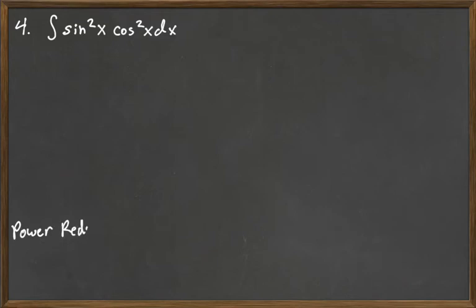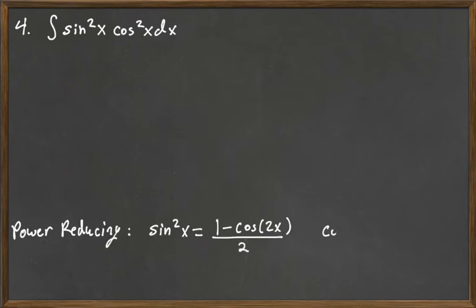So what happens when both the exponents are even? So what about the integral of sine squared cosine squared dx? Well, from pre-calculus, you would have had power-reducing formulas. They come from the double angle formula. Sine squared x is equal to 1 minus cosine 2x over 2. And then cosine squared x is equal to 1 plus cosine of 2x over 2.